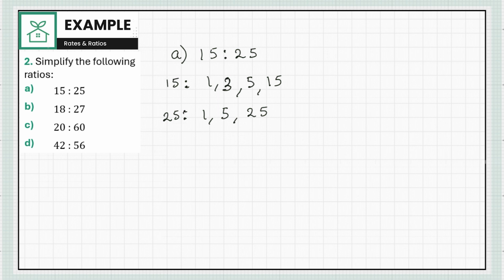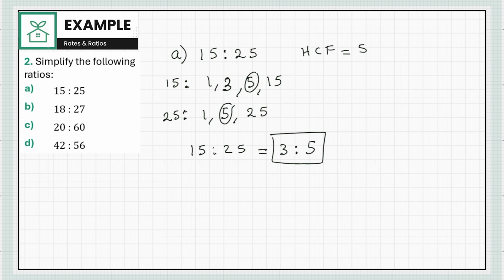Now, because we only have these numbers as common factors, we're going to look for the one that's the highest common factor, which is going to be 5. So our HCF is equal to 5. Now that we've done that, we simply have to divide both sides of our ratio by that number. So 15 to 25 is equal to, well, 15 divided by 5 is 3, and 25 divided by 5 is 5. So here's our simplified ratio.